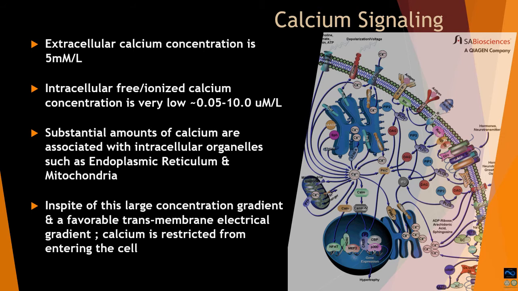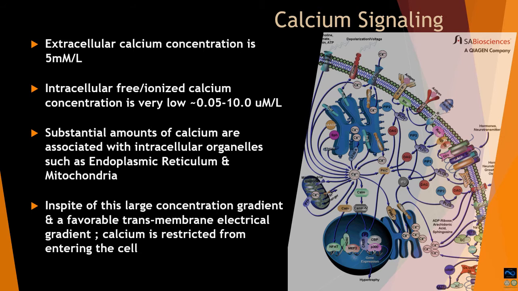And not only is the extracellular calcium concentration high, but also the organelles, the mitochondria and endoplasmic reticulum, serve as storehouses of calcium, particularly the endoplasmic reticulum. So there are two gradients maintained within the cell. One gradient is between the cytosol and the external environment. Another is between the cytosol and the endoplasmic reticulum matrix.